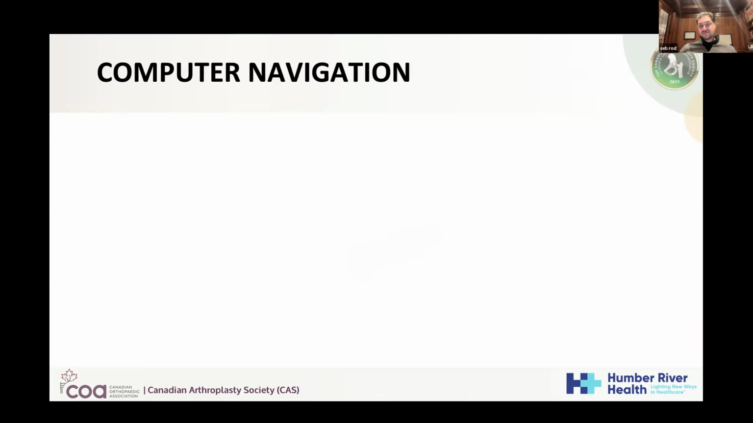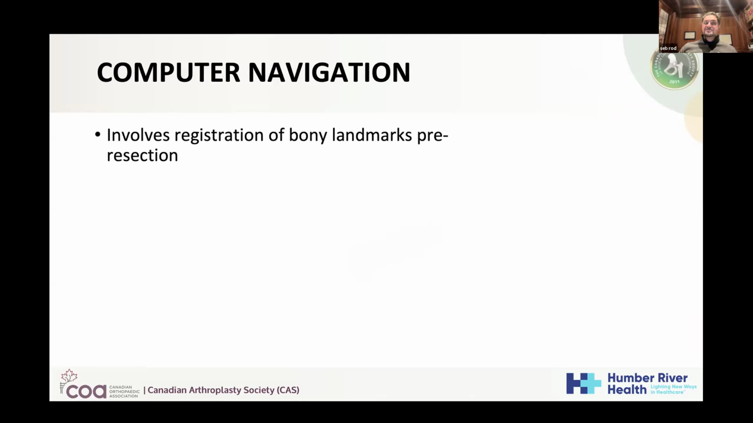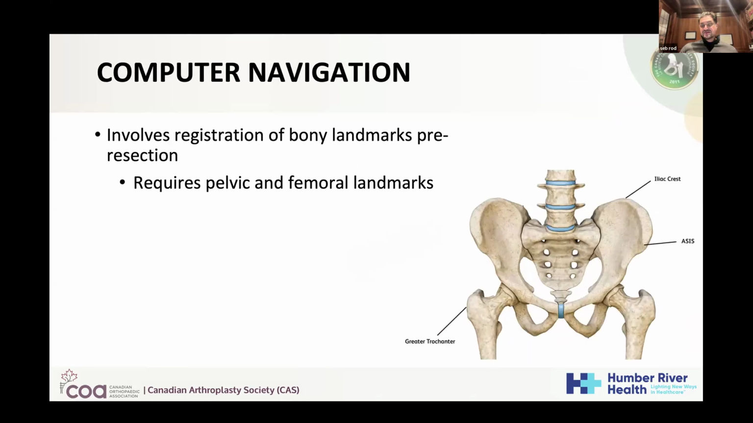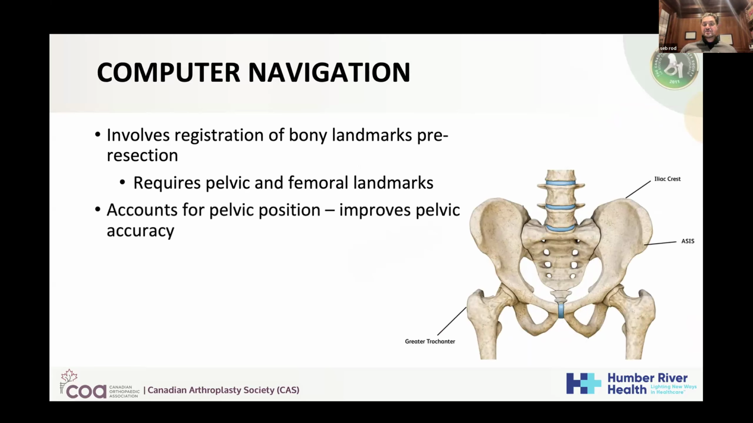So if we first talk about computer navigation, this involves registering the bony landmarks before you make any resections. Typical landmarks for this would be the ASIS, the pubic symphysis, and on the femoral side, a fixed point that you can reproducibly get to once you have your surgical exposure, generally on your greater trochanter. Once you've registered these landmarks and anchored something to the bone, usually the pelvis, if the pelvis rolls or moves, you're going to have consistent positioning, which gives you real-time feedback that is quite accurate.